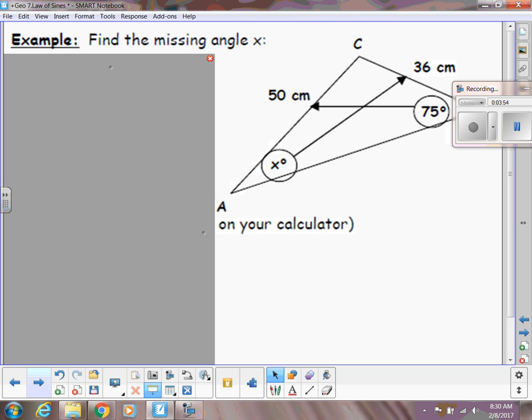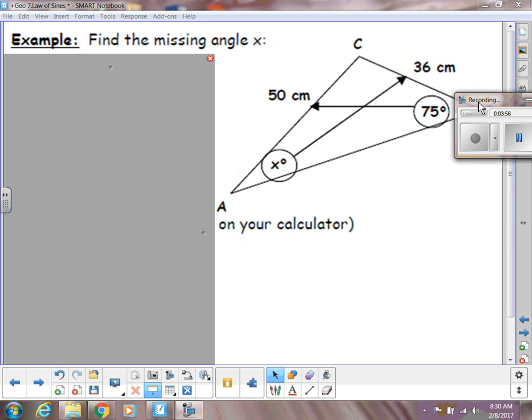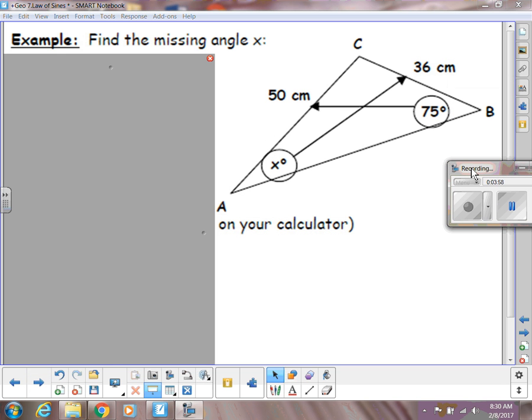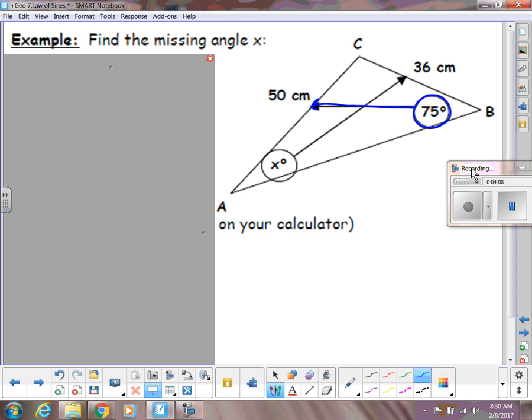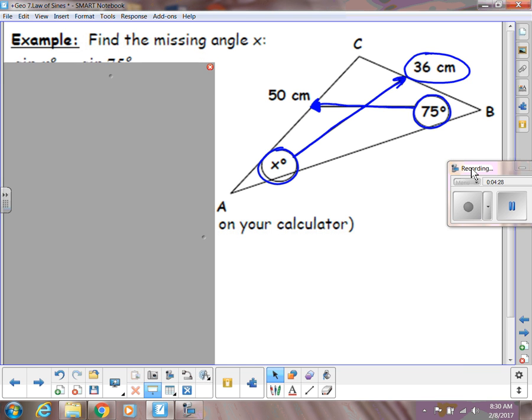We have this triangle over here that is not a right triangle, and we're going to find the missing angle x. Notice what we're given: angle 75 and the side across from it. That's very important. I have to have at least one side and an angle across from it in order to use the law of sines. Then I need one other piece. In this case, the other piece I have is this side, and I'm trying to find the angle across from it.